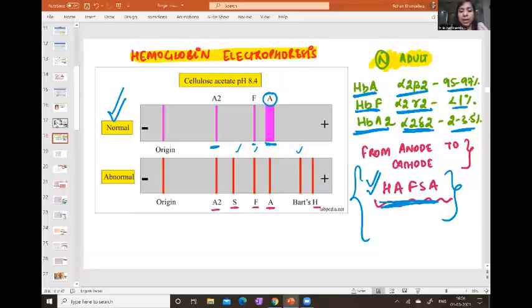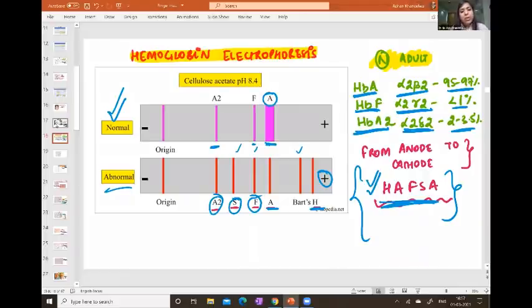So from anode to cathode, HAFSA. Here you will see HbH, then adult hemoglobin, then fetal hemoglobin band, then sickle cell hemoglobin band, and after that we have the HbA2 band, right? So that's why the mnemonic is HAFSA, remember. That means nearest to the anode will be the H band and farthest from the anode will be the HbA2 band. A very, very important concept which you do not understand from books. Please take home this concept from here only, correct?